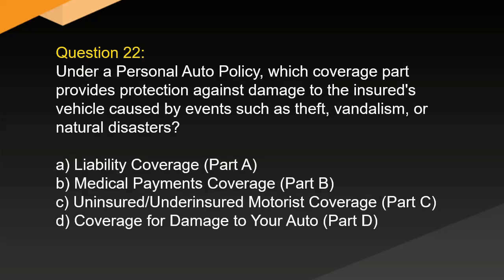Question 22. Under a personal auto policy, which coverage part provides protection against damage to the insured's vehicle caused by events such as theft, vandalism, or natural disasters? A. Liability coverage, Part A. B. Medical payments coverage, Part B. C. Uninsured underinsured motorist coverage, Part C. D. Coverage for damage to your auto, Part D.